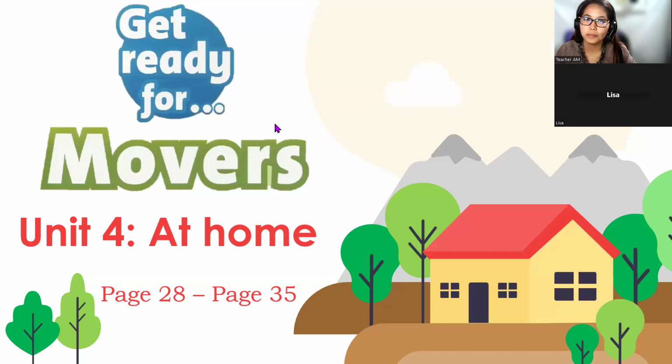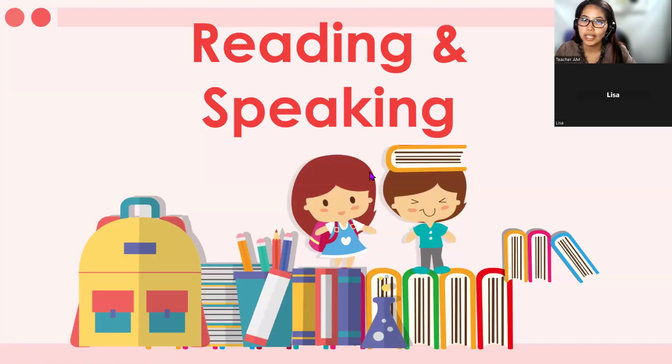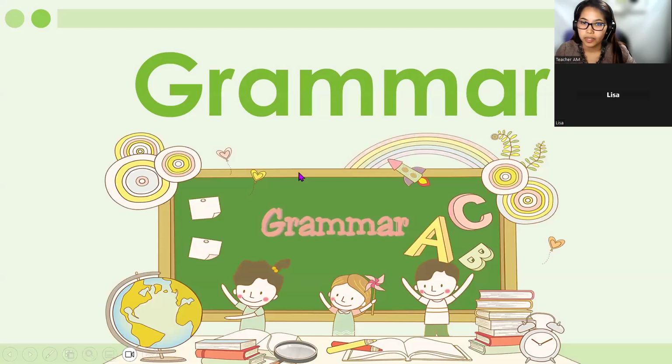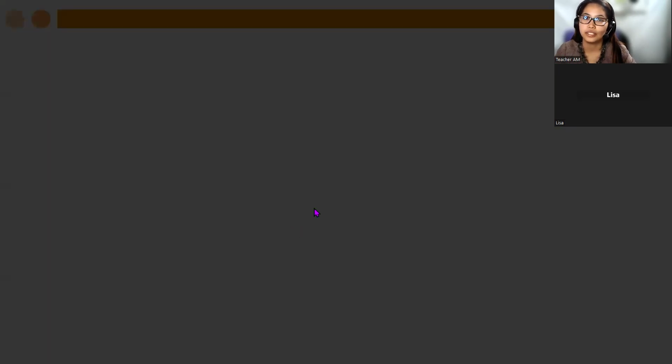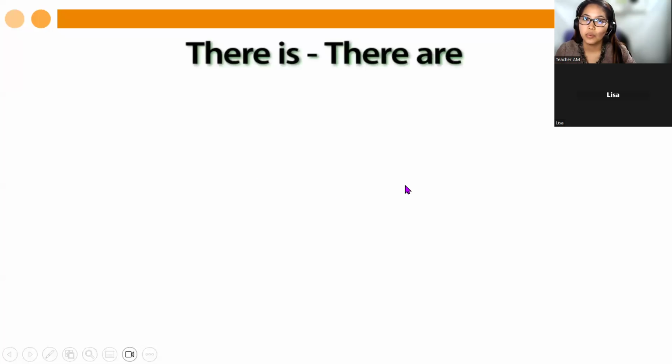Anyway, I want you to look at your book. Are you ready, Dolin? Yes. Great. So we are now in Unit 4. It's all about home. So this is very focused with reading and speaking. Okay, and let's start with a grammar first. So in here, we use there is and there are.